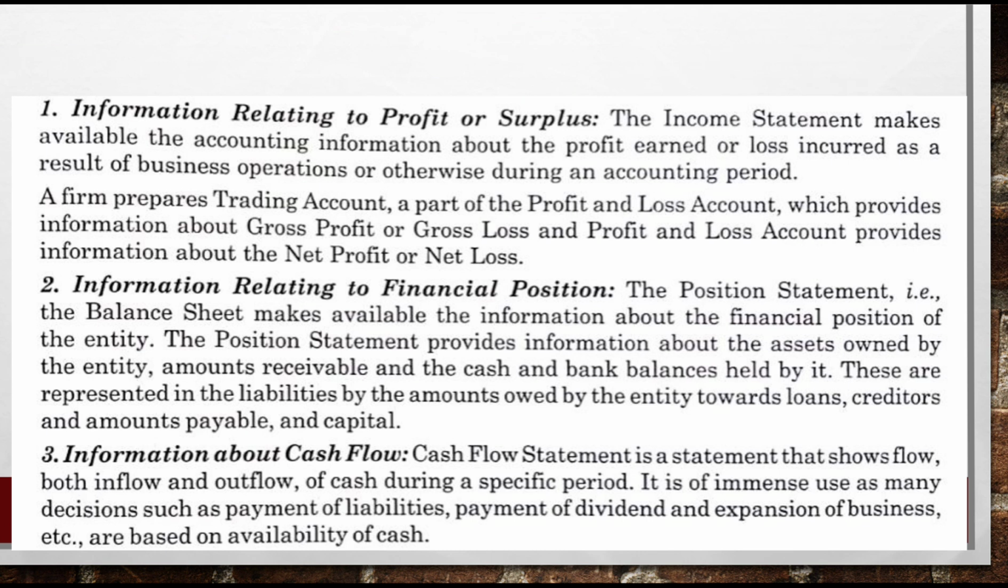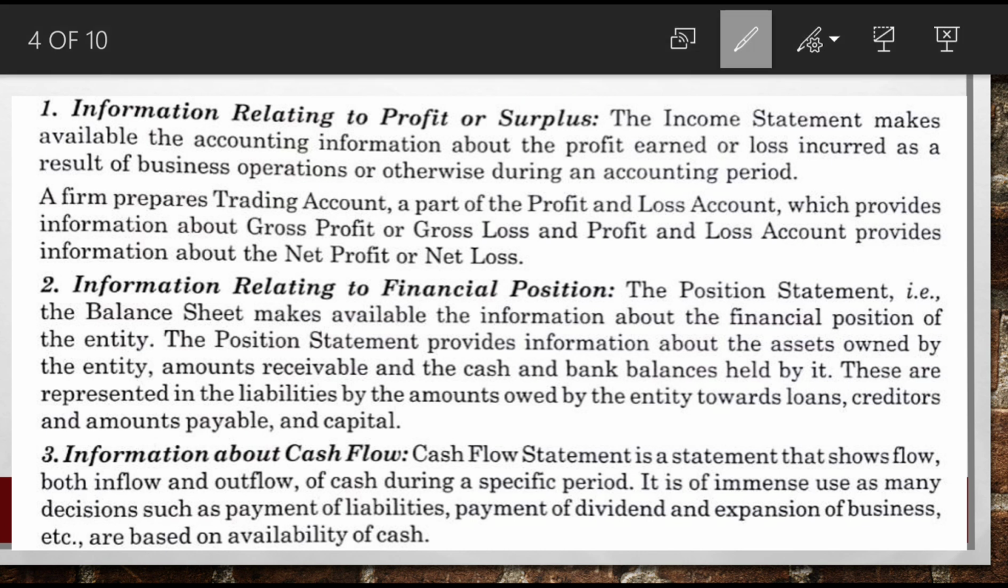Okay, so that's the point. It gives information relating to profit or surplus. Look at what is written there: the income statement, also called the profit and loss account, makes available accounting information about profit earned or loss incurred as a result of business operations. This is the point I am explaining now. During the accounting period, whatever profit was earned or loss incurred, we analyze that.